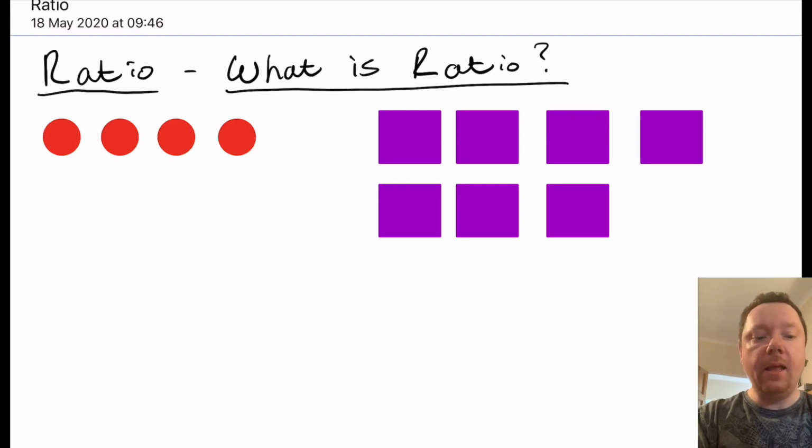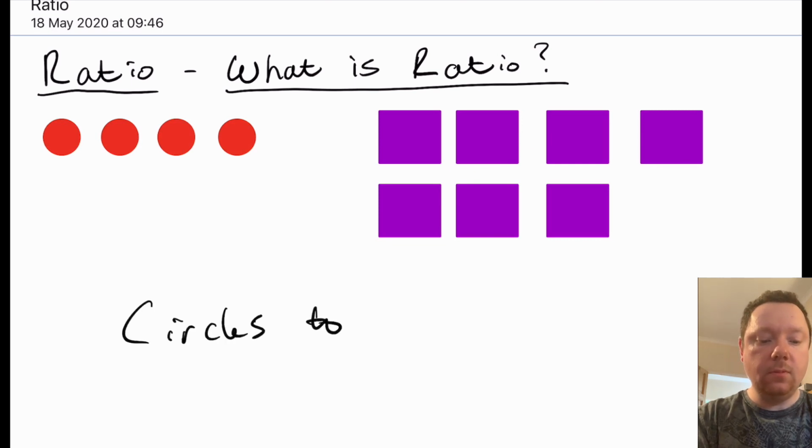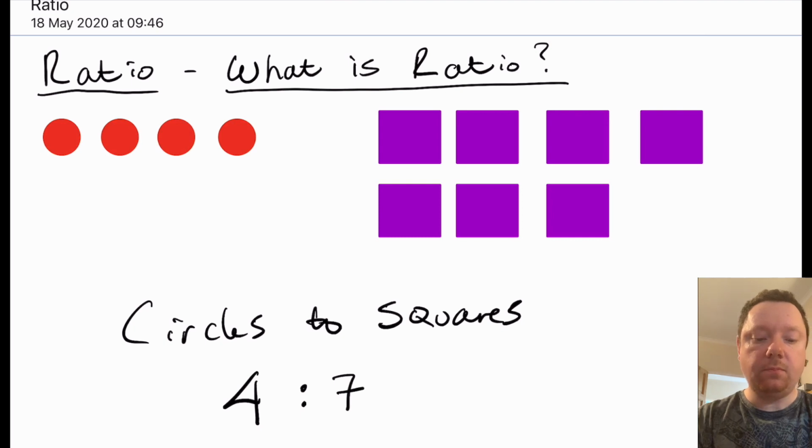What is ratio? If you look here, we've got 4 red circles and 7 purple squares. So we can say that the ratio of circles to squares is 4 to 7. Notice the dot in the middle.